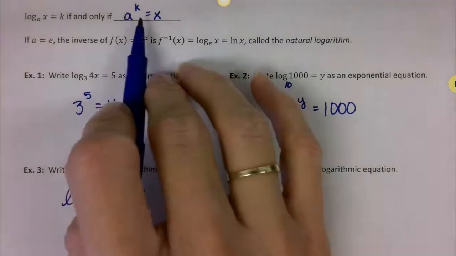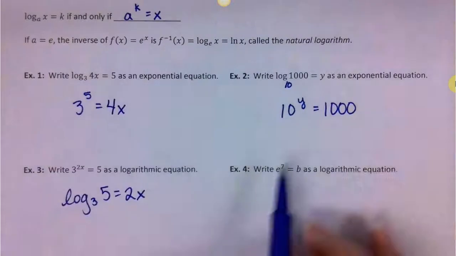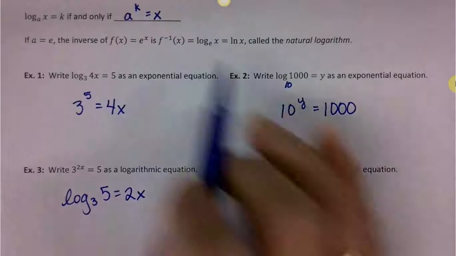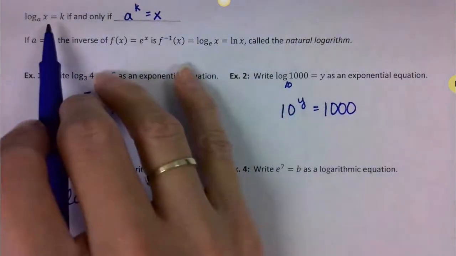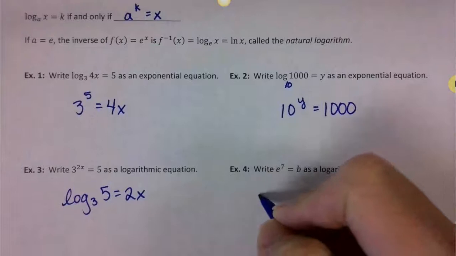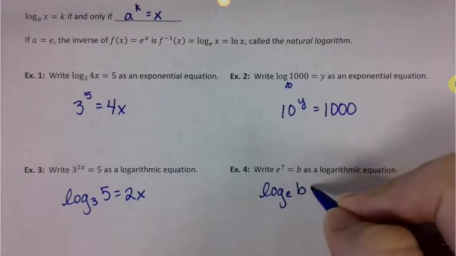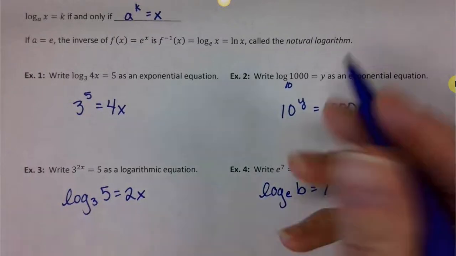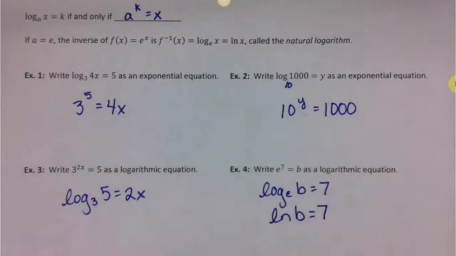And then comparing this to this, e is in place of the a, the 7 is in place of the k, and b is in place of the x. So when we rearrange it in log form, it's going to look like the log base e of b is equal to 7. But then remember, log base e is the same as natural log. So we can rewrite this as the natural log of b is equal to 7.